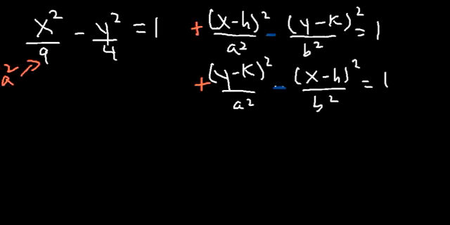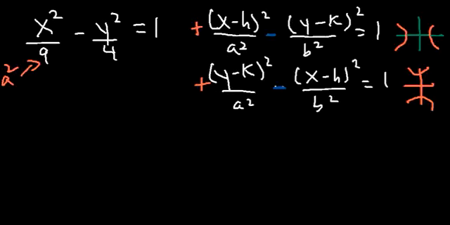Now what you need to realize is that for a hyperbola, if x squared comes first, it opens left and right. If y squared comes first, it opens up and down. But we'll go over a few examples.